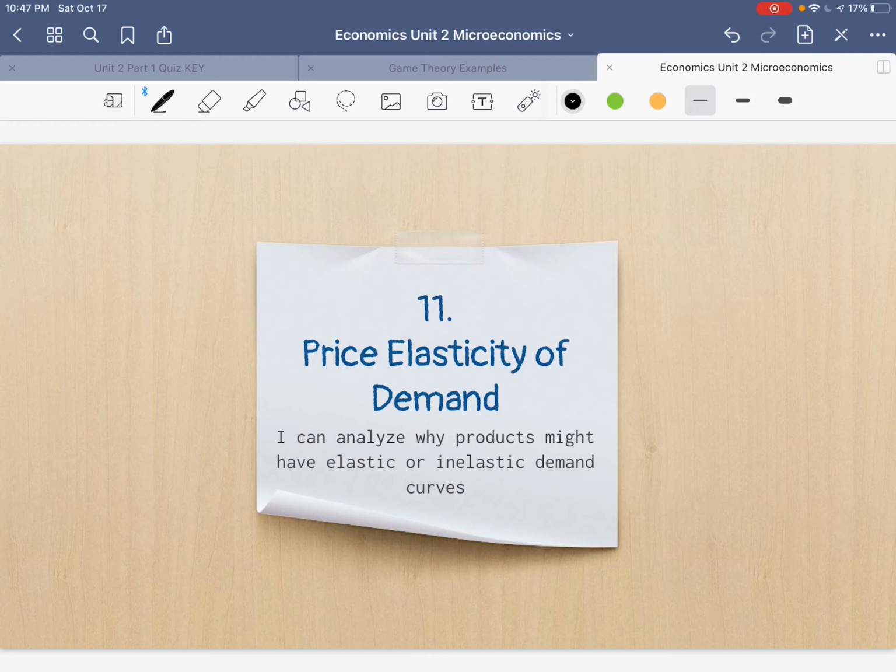Hey guys, today we're talking about price elasticity of demand. Our I CAN statement is: I can analyze why products might have elastic or inelastic demand curves. So we're focusing completely on demand now. Just kind of set all that supply stuff in your head off to the side. And right now we're looking at price on a demand curve.